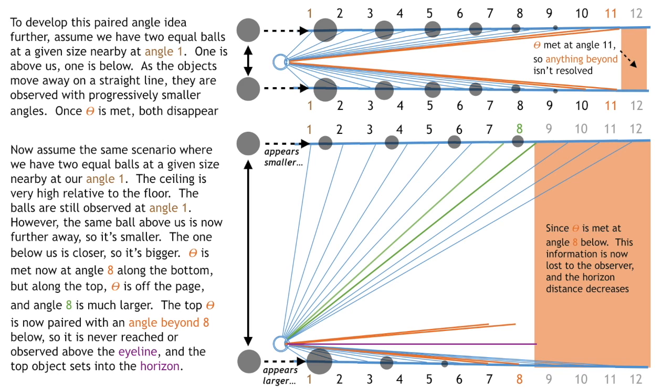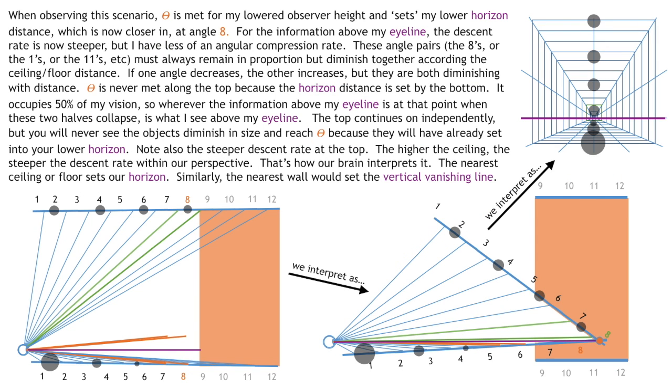But again, you will still observe the ball set into the lower horizon, and we'll see this here in a diagram. So when observing this scenario, theta is met for my lowered observer height and sets my lower horizon limit, or my lower horizon distance, which is now closer in at that angle 8. For the information above my eye line, the descent rate is now steeper, just like with the bottles, but I have less of an angular compression rate. The angles are more open.